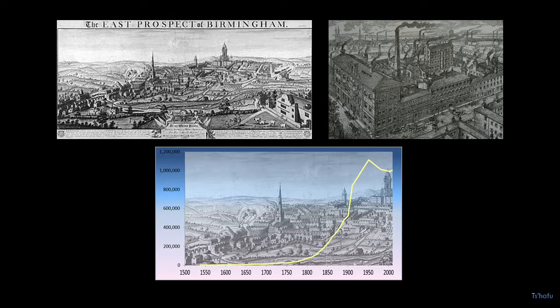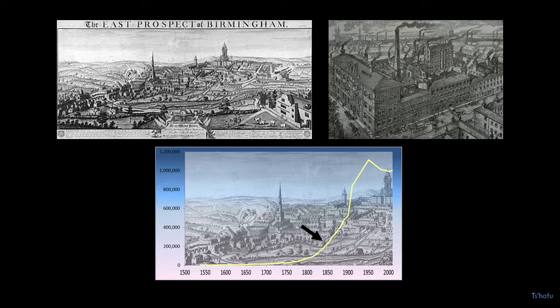So in this graph, we see on the x-axis the calendar year: 1500s, 16, 17, 18, 1900s, and so on and so forth. And on the y-axis is the population of Birmingham, the actual number of people living there. And you can see right here around the time of the Industrial Revolution, there's a sudden spike in the number of people living in Birmingham. The population is increasing rapidly.